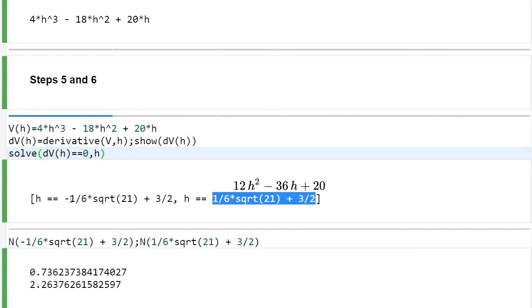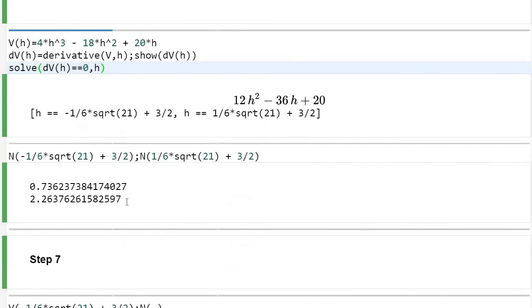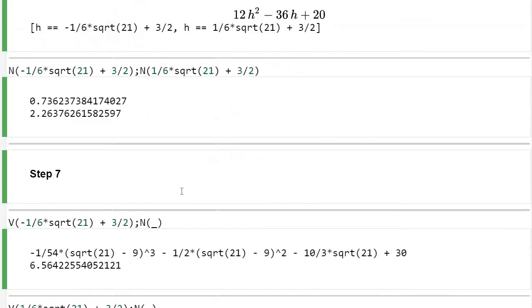Now, don't just knee-jerk say, oh, this one's negative. No, it's actually not negative. This part's negative, but we're adding 3 halves. So if you convert these to decimals, you get these two answers, roughly 0.74 and 2.26. Which one of those is going to maximize our volume?